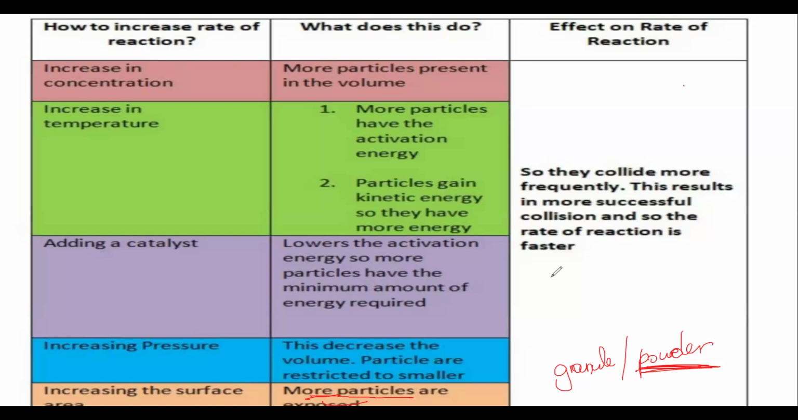Clear? Now, the reverse is going to be true. If we decrease the concentration, we'll have fewer particles per volume, they'll collide less. This results in less successful collisions, and so the rate of reaction is slower. So the opposite is true. So memorize what's happening in the forward direction where we increase the rate of reaction; if we do the opposite, the rate of reaction is going to get less.